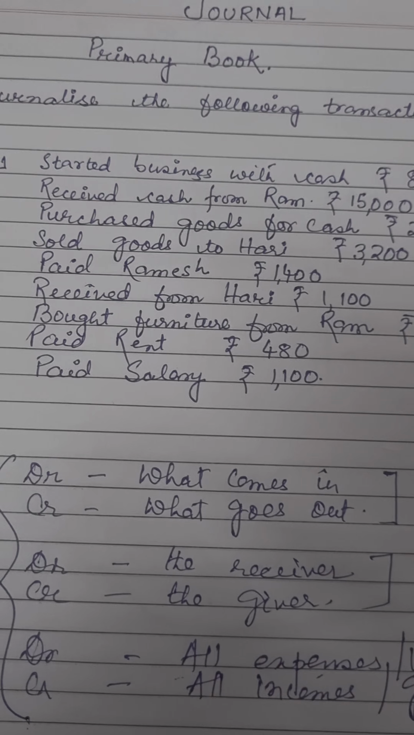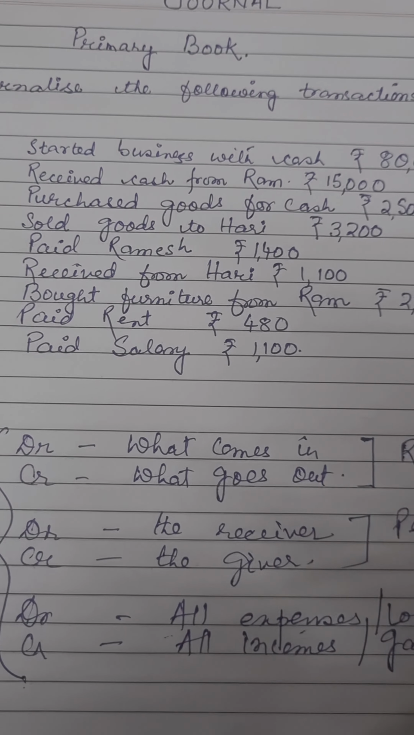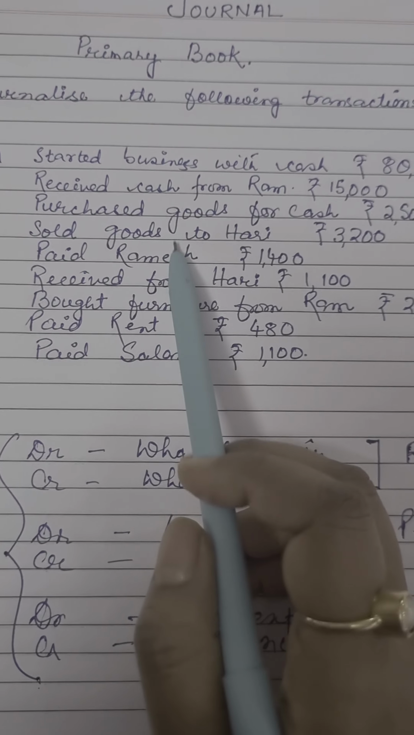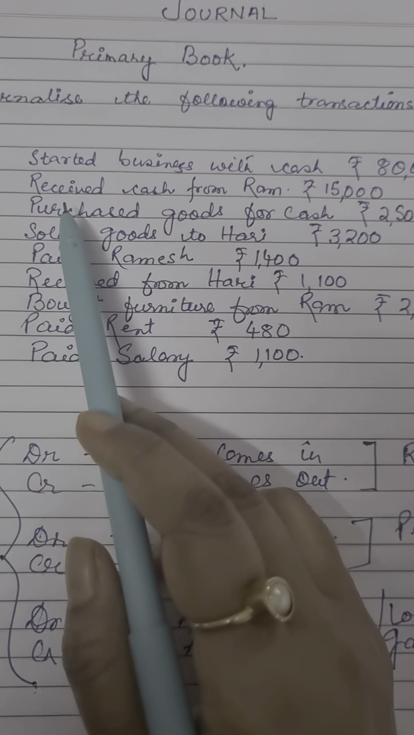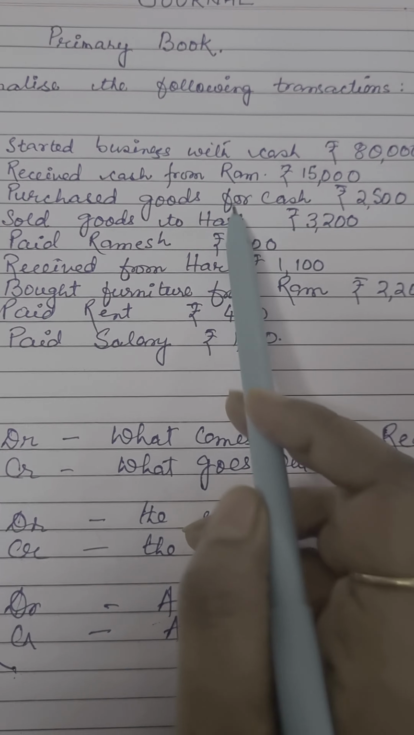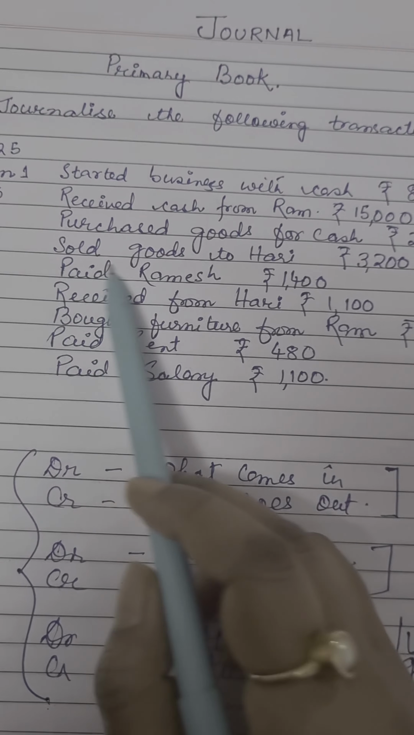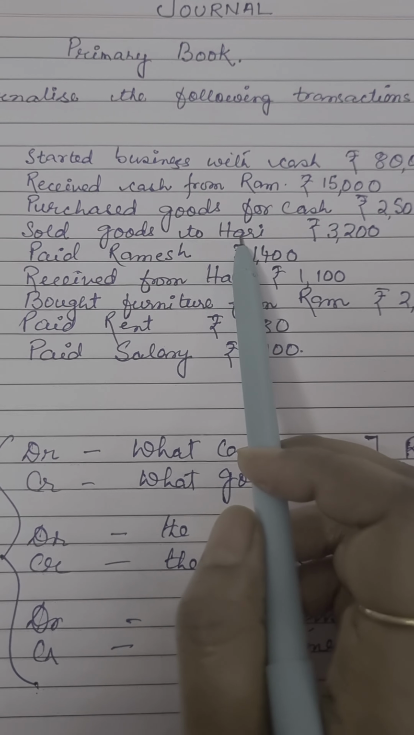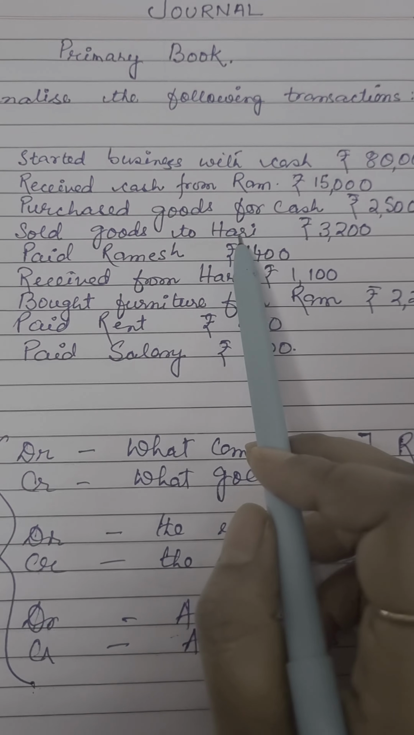I repeat again, when you are purchasing, cash was going out. Now you are selling, so cash should come in. But friends, here it is written, there it was purchasing, so cash was going out. But now you are selling, so you will say cash will come in. But friends, you will not think it to be a cash sale, rather it is a credit sale.